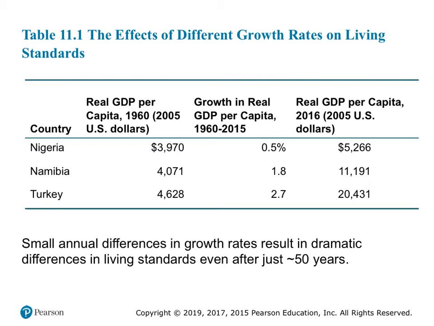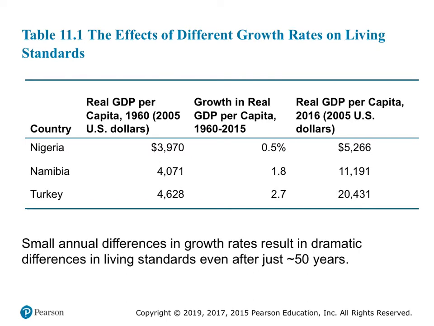And then over that period of 55 years, their growth rate, or the growth in real GDP per capita, averaged 0.5%. So again, in 2005 US dollars, in 2016, their real GDP per capita was 5,200. So, it increased, but not much.